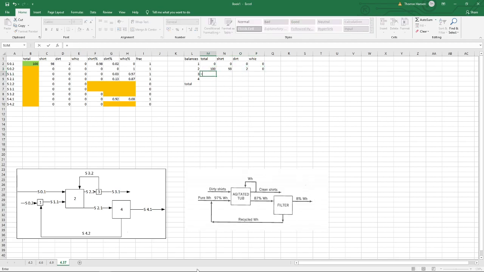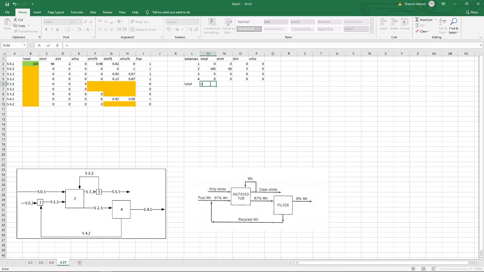We do it for the third one. What enters is 2.2. What exits is 3.1 and 3.2. Drag it along. For our fourth one, what is entering is 2.1. What is exiting is 4.1 and 4.2. Drag that along as well.